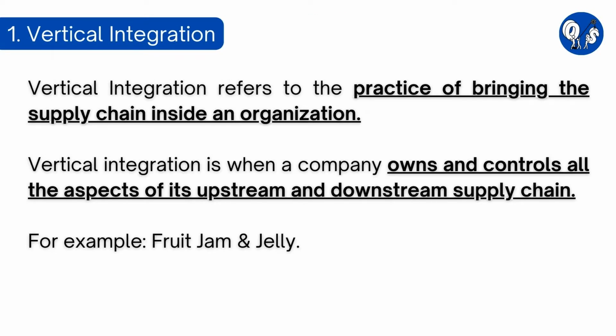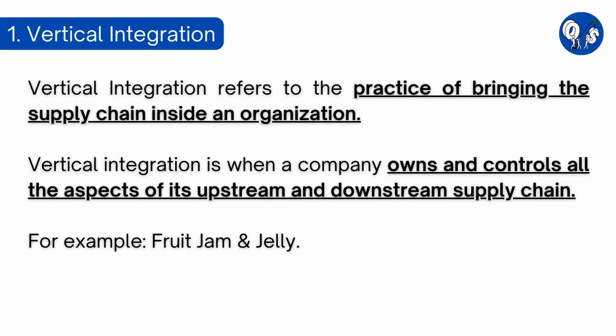Vertical integration refers to the practice of bringing the supply chain inside an organization. Vertical integration is when a company owns and controls all the aspects of its upstream and downstream supply chain. In other words, vertical organization is the one in which you produce raw material yourself, process the finished goods, you have your own packaging, transportation, distribution, and retail arrangement, and you don't rely on any other entity out of your company for the whole supply chain activity.